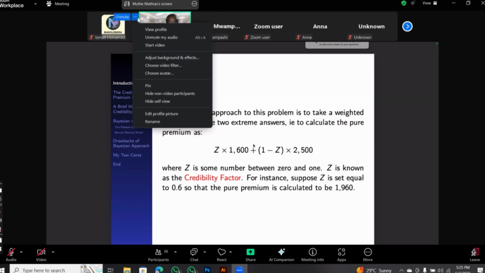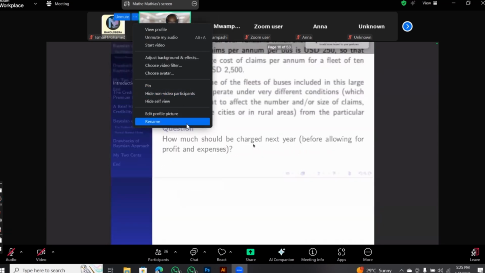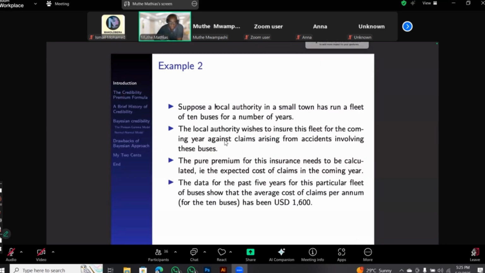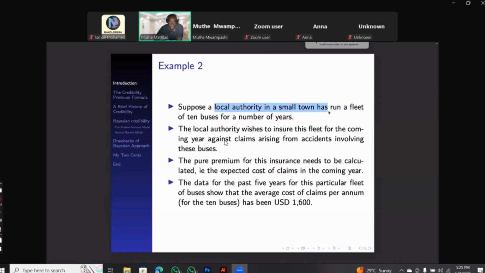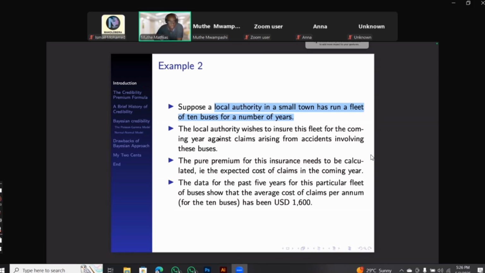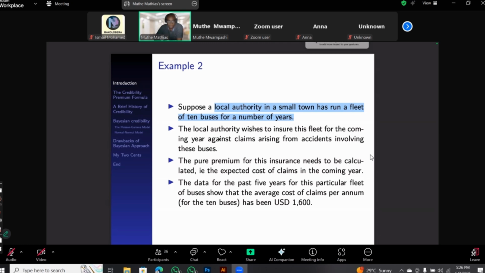What we are saying is, I will use this same example here. Maybe I skipped it, so you did not get it, right? So we had this simple example, that we had this local authority in a small town that has run a fleet of 10 buses for a number of years, right? So the local authority wishes to ensure this fleet for the coming year against claims from accidents involving these buses, right? Of course now they have been in the industry for some time, but now they need to take insurance, right? I don't know why they decided to take that after some time, but the point is that they want to take some insurance now.